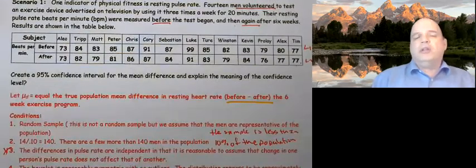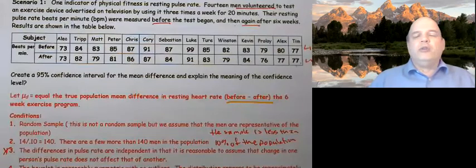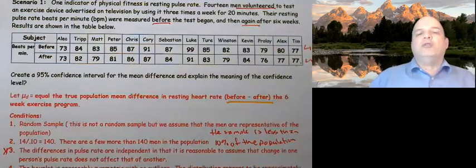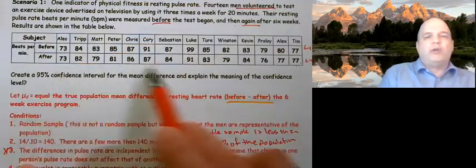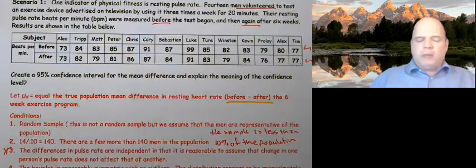The last condition is the normality condition. And either they told us it was normal or we have 30 pairs of data or more, and it's normal by central limit theorem. But here we only have 14 pairs of data, so we can't say that it's normal by central limit theorem. So we need to do a box plot.